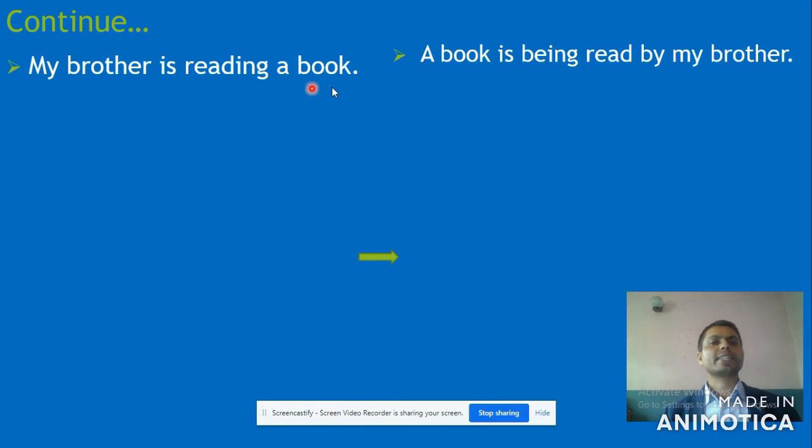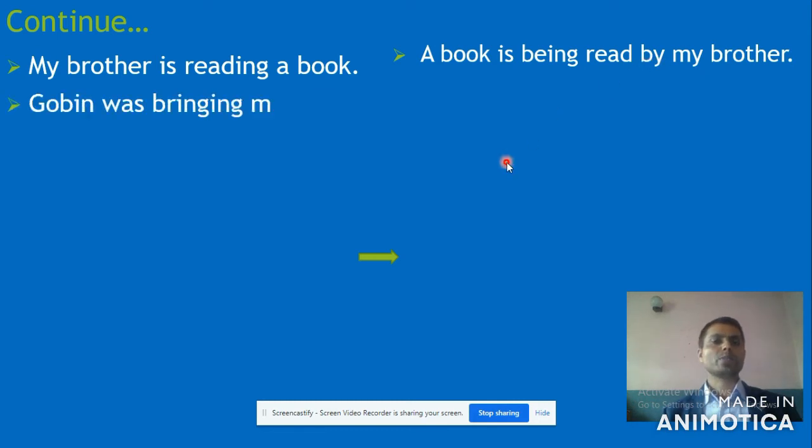My brother is reading a book. This is an active sentence. While changing into passive, it becomes: a book is being read by my brother. Here, my brother, the subject, becomes by plus agent. So, a book is being read by my brother.